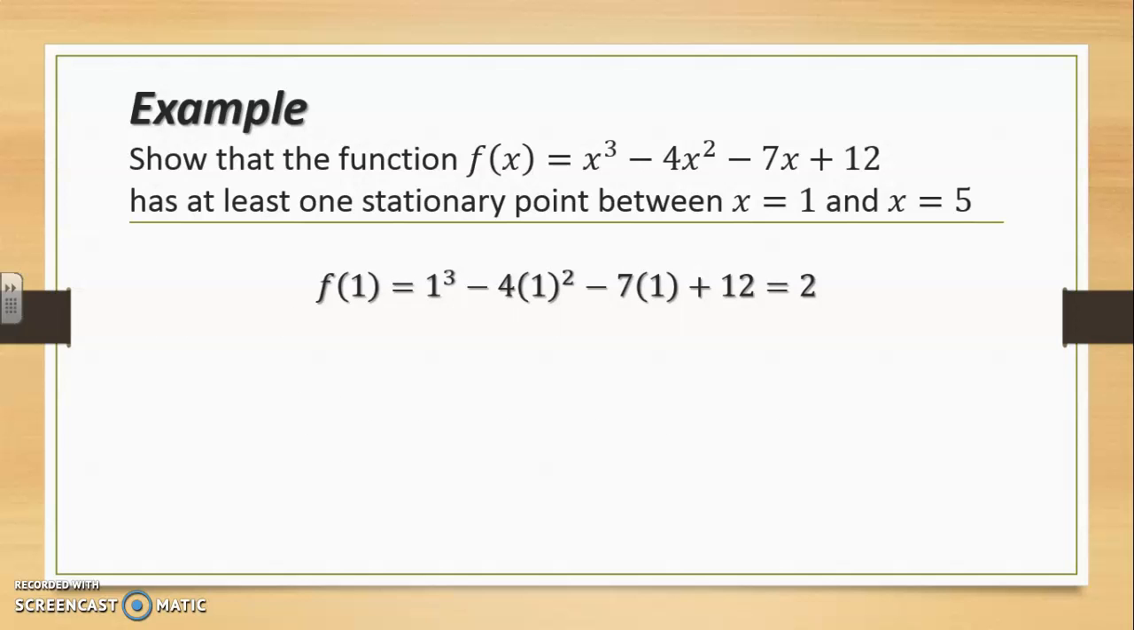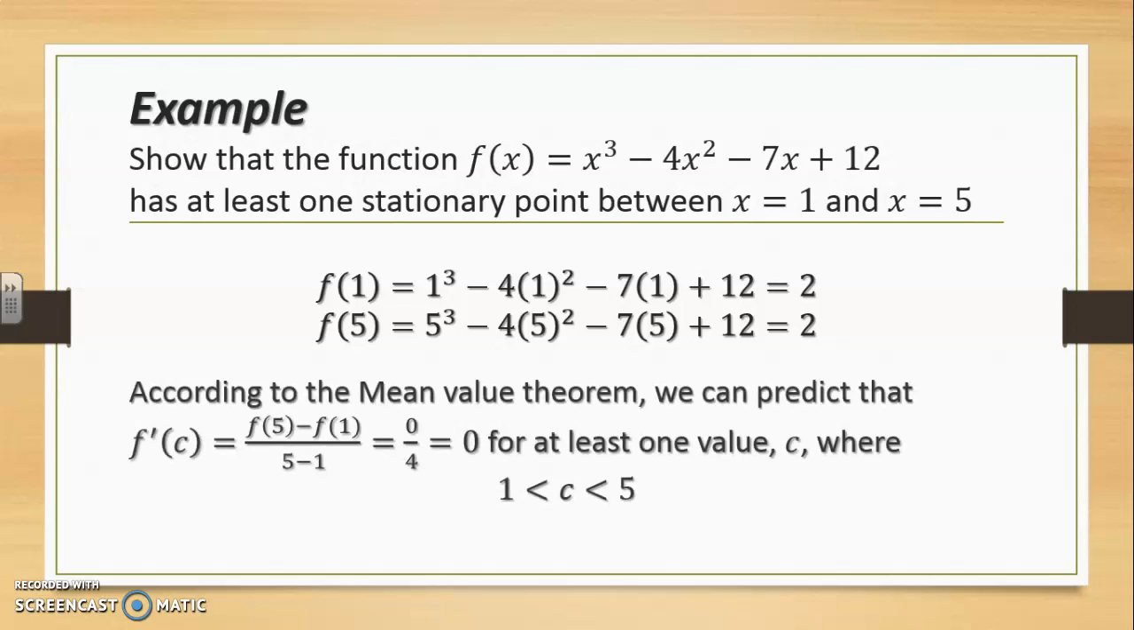Furthermore, calculating the function's value at 1 will give you a result of 2, and calculating the function's value at 5 is also equal to 2. So as a result of the mean value theorem, we can anticipate that f prime at some point between 1 and 5 will equal 0, since 0 is the slope of the secant line through the two extreme points we have. And therefore, there is at least one point where the function is stationary within the interval 1 to 5 exclusively.